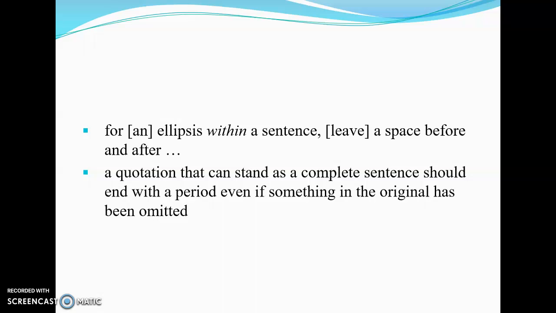For an ellipsis within a sentence, leave a space before and after the 3 dots. The 3 dots represent the ellipsis. It represents that a portion of the sentence has been omitted. A quotation that can stand as a complete sentence should end with a period even if something in the original has been omitted. So always end the quotation with a period.